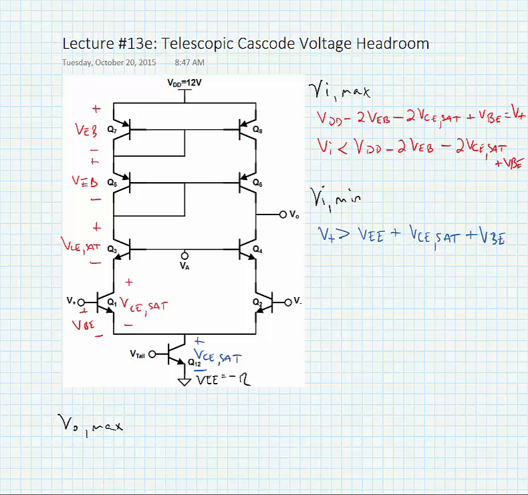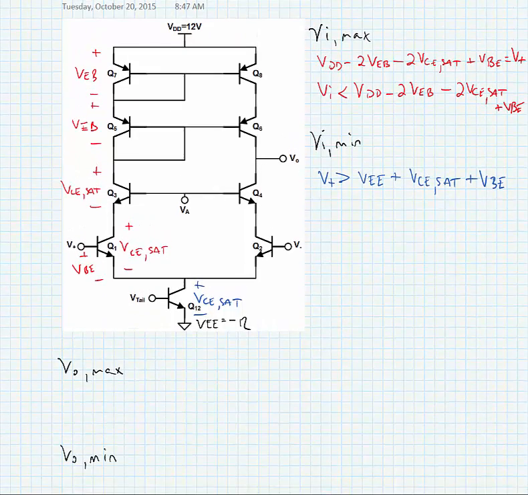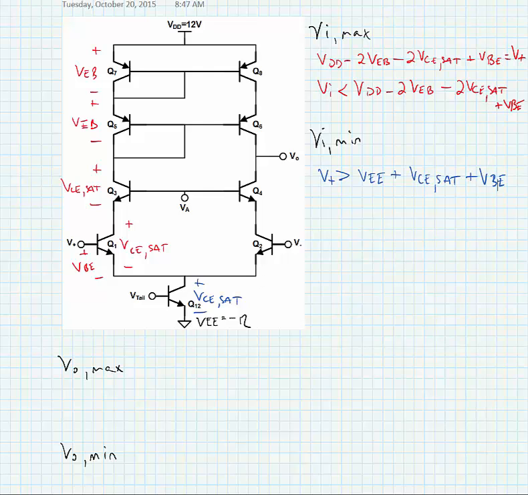Alright, now we also get a limited swing on the output, so let's see about our output. For our V out max, we need to keep Q6 and Q8 saturated. Q8 needs a VBE and Q6 needs a VCE sat. So we can say that V out has to be less than VDD minus a VBE minus a VCE sat.